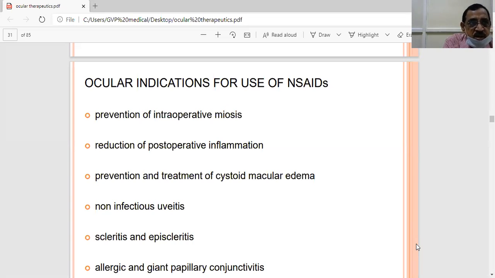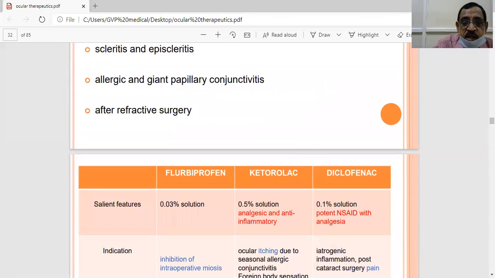If steroids are contraindicated, in such conditions we use NSAIDs to reduce the post-operative inflammation. Prevention and treatment of cystoid macular edema, a late post-operative complication, which is more common in diabetics. As a prophylaxis, we give NSAIDs prior to the surgery. Non-infectious uveitis, we can as well give NSAIDs. Scleritis and episcleritis, NSAIDs can be given. Allergic and giant papillary conjunctivitis also we give NSAIDs.